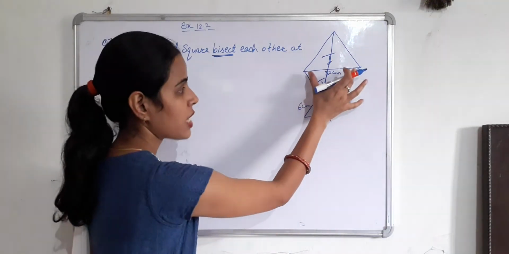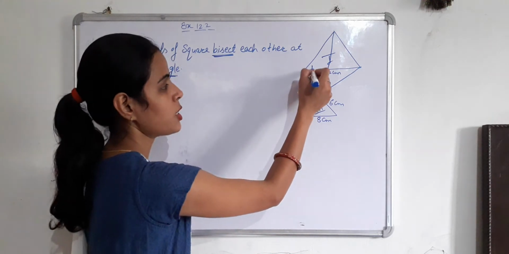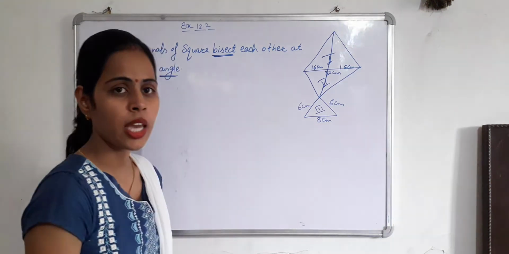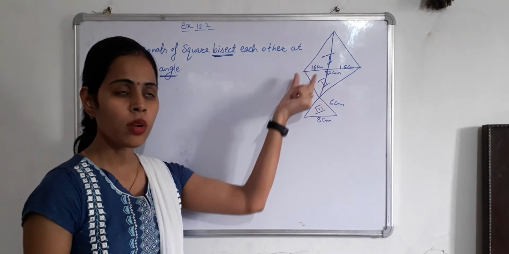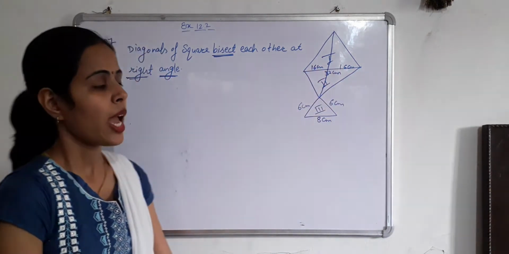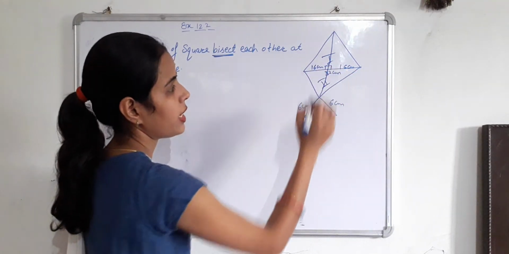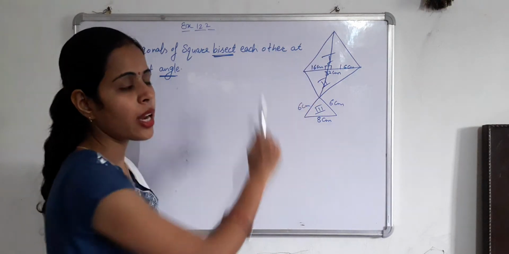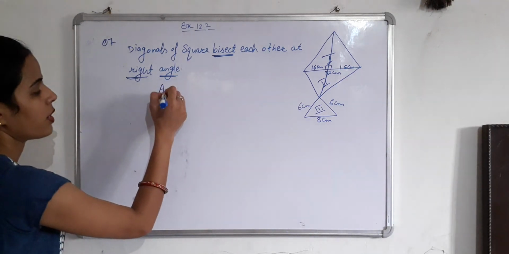So if this diagonal is 32 centimeter, then after bisecting this part equals 16 centimeter and this part is also 16 centimeter. Bisect means two equal parts. If we divide 32 into two equal parts, then this part equals 16 and this is also 16. And bisect each other at right angle means all these angles are of 90 degree. So we can say that first part and second part are in the shape of a right angle triangle. Area of first part.